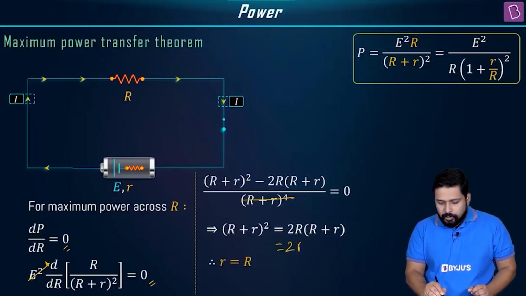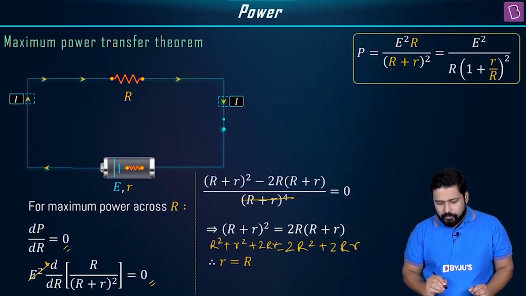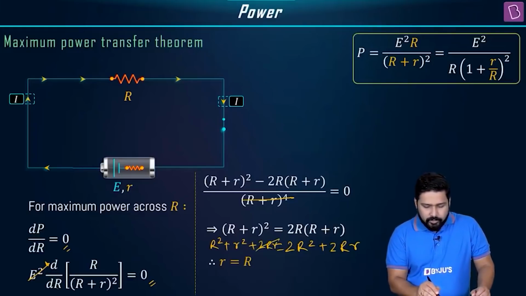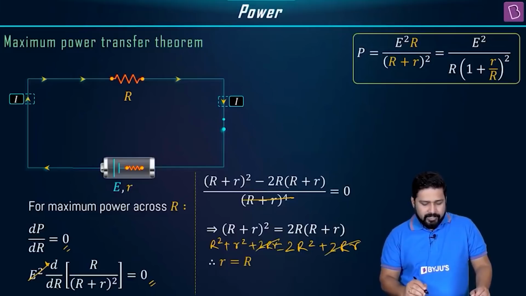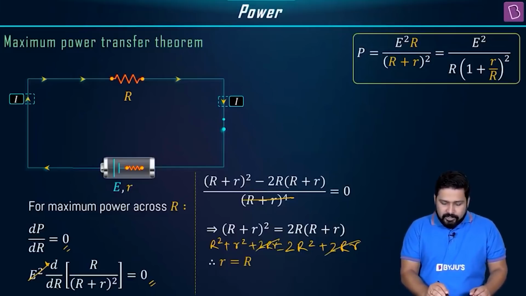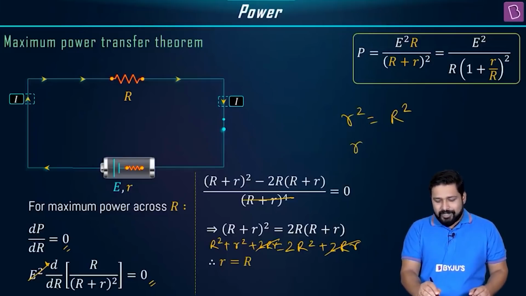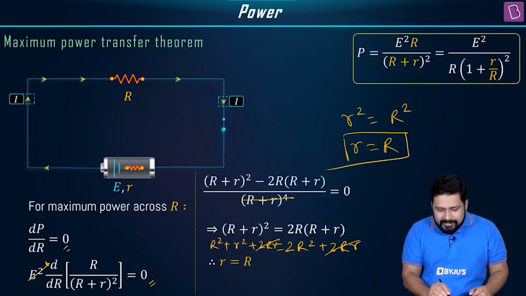What do you get? If you solve this, you get 2R squared plus 2 capital R small r is equal to R plus small r whole square. This will be equal to R square plus small r square plus 2 times capital R into small r. Now you can see that this 2 times capital R into small r can be cancelled out, and then small r squared will be equal to 2R square minus R square. So what do you get? Small r square is equal to capital R square. Taking square root on both sides, what do you get? R is equal to r. And this is the condition.